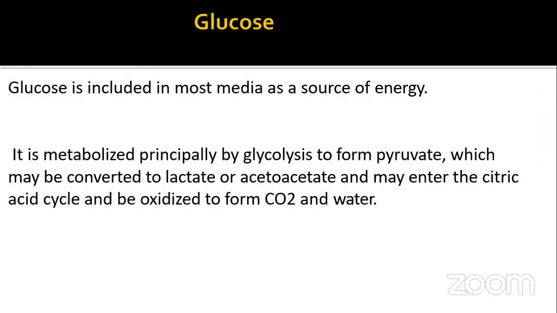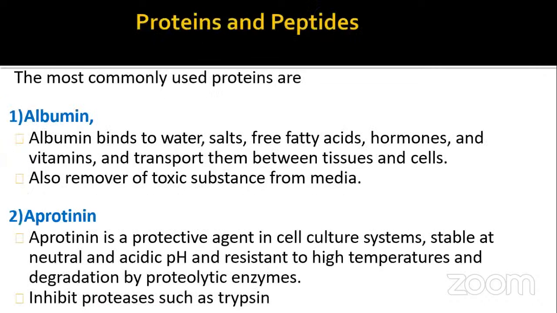Then glucose. Glucose is the most important source of energy. It is mainly metabolized in glycolysis to form pyruvate, and it is converted to lactate or acetate. And finally, it enters into the citric acid cycle, and we get carbon dioxide and water. Okay. Then proteins and peptides.